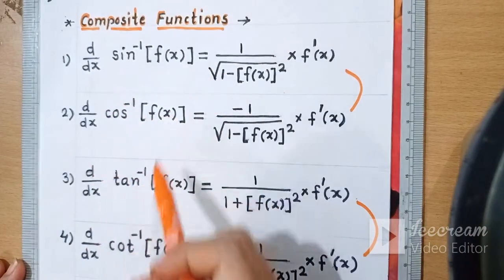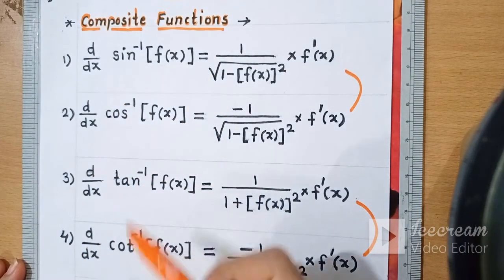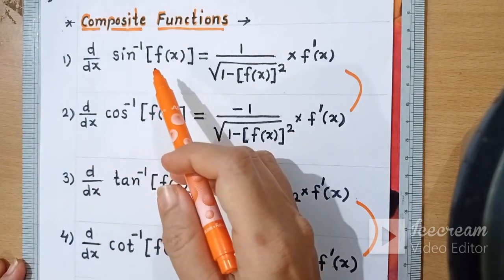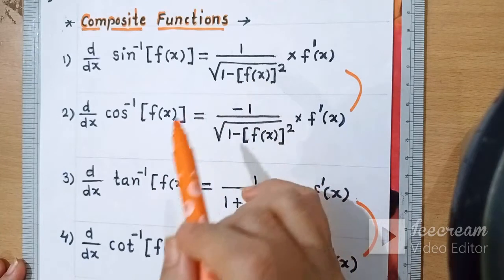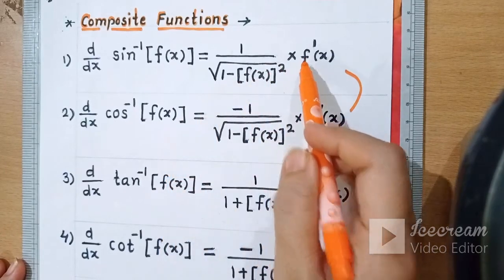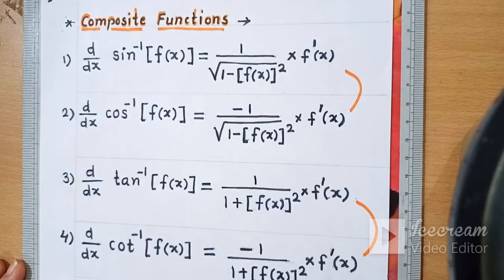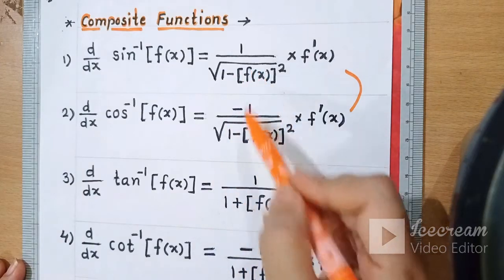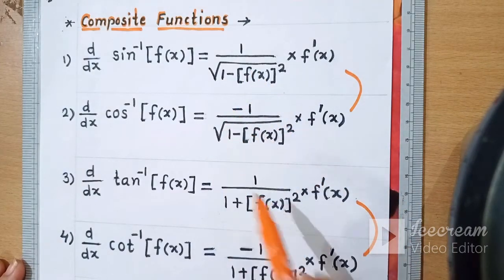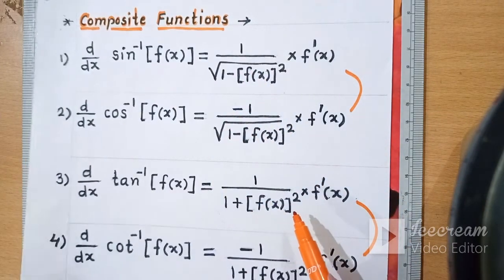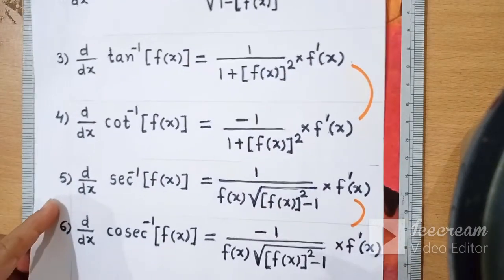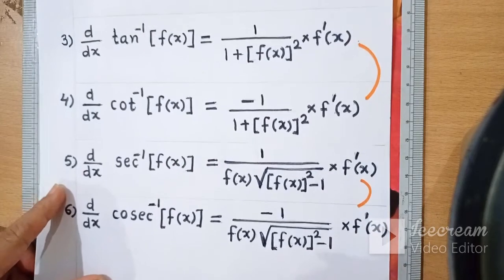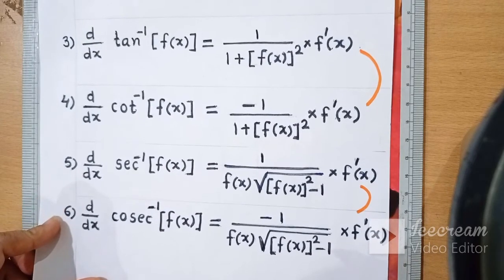These are derivatives of composite functions, which are same as the standard functions, but x is replaced by f of x here, and f dash x is attached everywhere. These two formulae are same, only the difference is the minus sign. Here these two are same, here also the difference is the minus sign, and these two are also same. So learn and write.